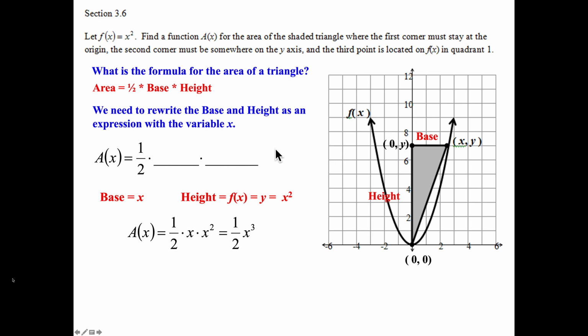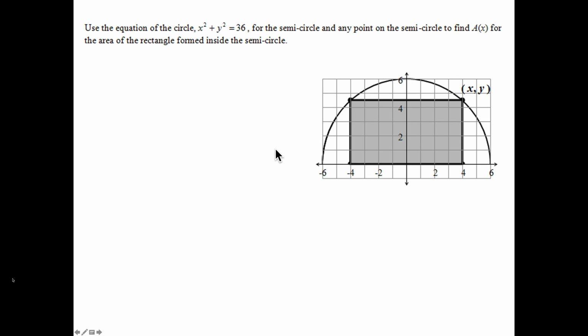All right. Next example. Here we have a semicircle with a rectangle inside the semicircle. So we're going to represent our entire semicircle. Think of it as a whole circle centered at the origin, and has a radius of 6 to the right, 6 to the left, 6 up. That's the equation of a circle: x squared plus y squared equals 36.